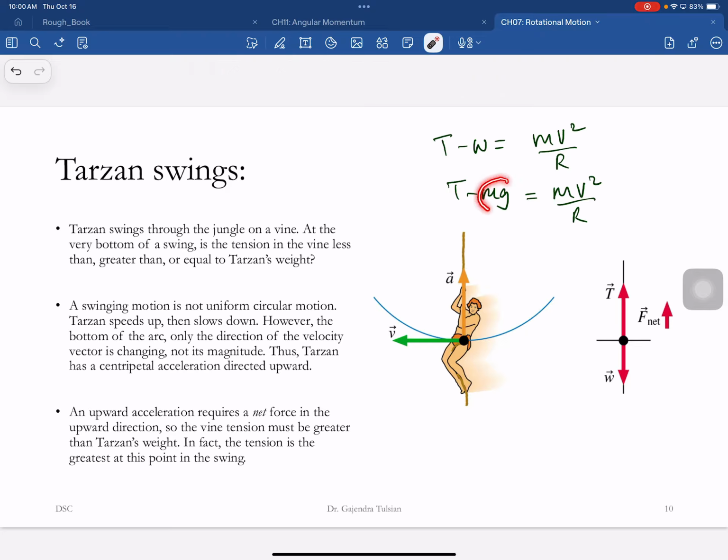Now this doesn't change, so the faster you're swinging, the greater the tension. The faster you're swinging, the stronger the vine better be. You don't want to grab onto a thin line, but your supercomputer automatically tells you that. In fact, it turns out that at this point, the tension is the greatest. At any other point, the tension is not as great. So if the vine were to break, it would break right when you were at the bottom.